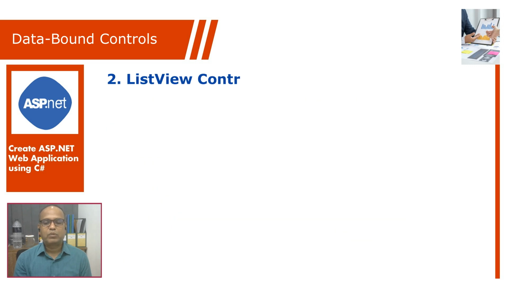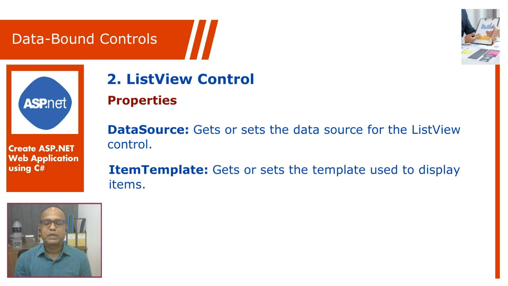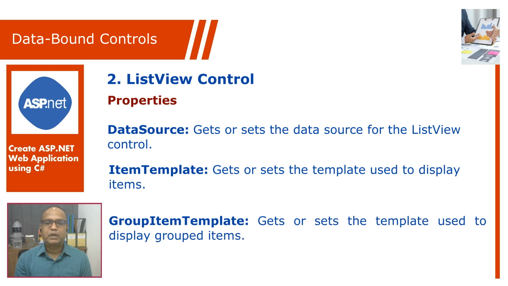Example. Number 2. List view control. List view control is flexible and customizable for displaying data in various layouts with templates, supports grouping and advanced data presentations. Properties. Data source gets or sets data source for the list view control. Item template gets or sets template used to display the items. Group item template gets or sets the template used to display grouped items.